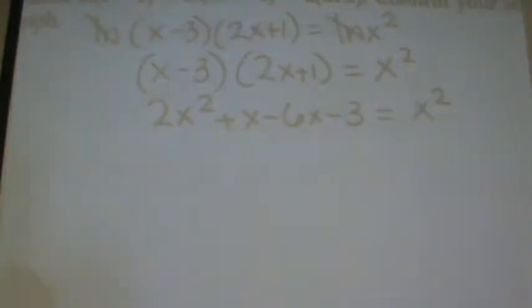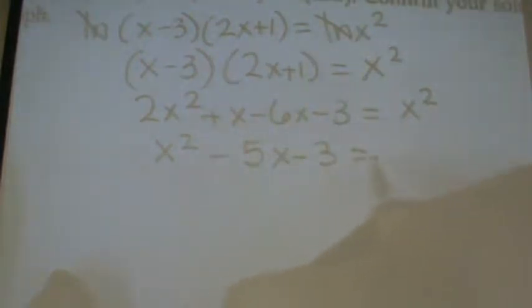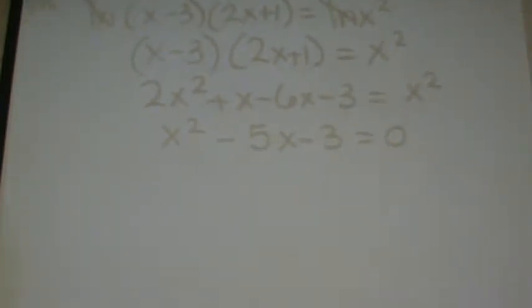Now, how would we solve a problem like this? What should you do on the left side? FOIL. Yep, let's FOIL. You get 2x squared plus x minus 6x minus 3. Now, what would you do? Combine like terms. And what should you do with this x squared here? Bring it over. So, if you subtracted x squared, and added these two, you guys agree that's the polynomial that we have?